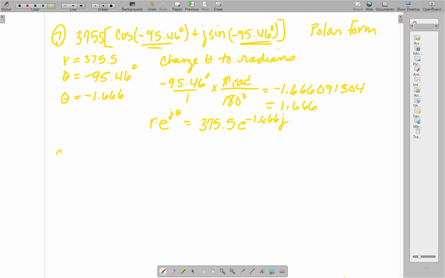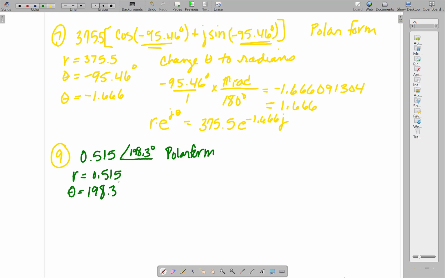We do. Okay, number 9. Let's change colors and go back to green. Number 9 is listed as 0.515 at 198.3 degrees. Again, what form is this in? It's like number 7, but it's written differently. It's still polar form. We know that r is equal to 0.515, and theta is equal to 198.3 degrees, which we need to change to radians.